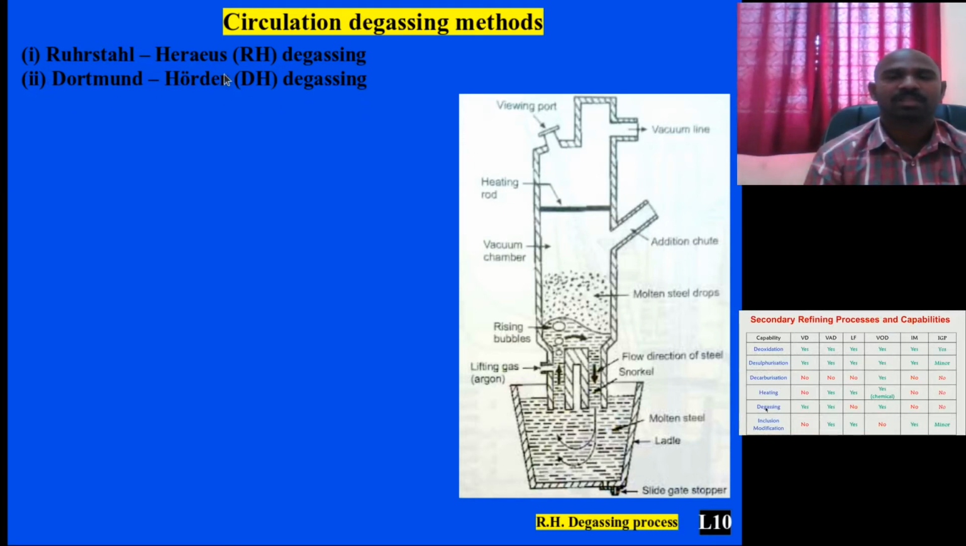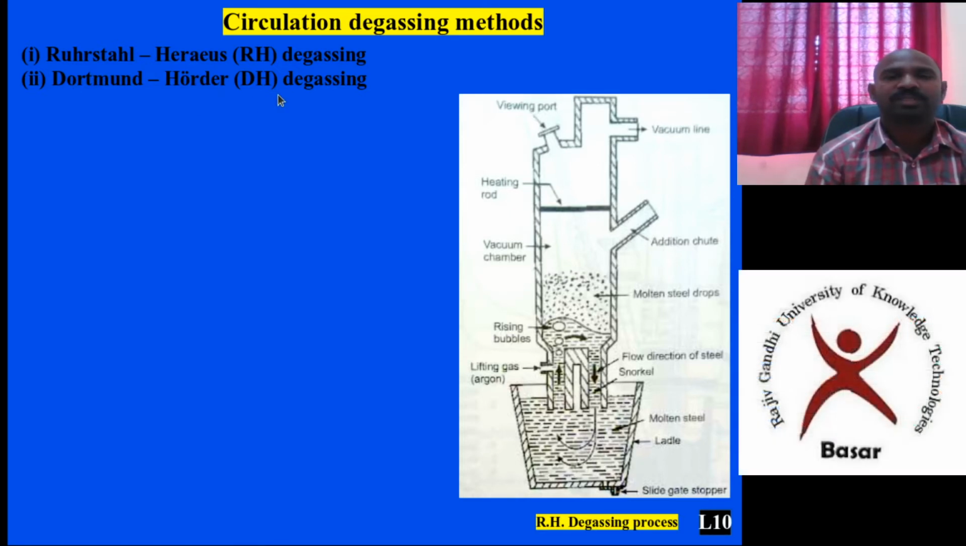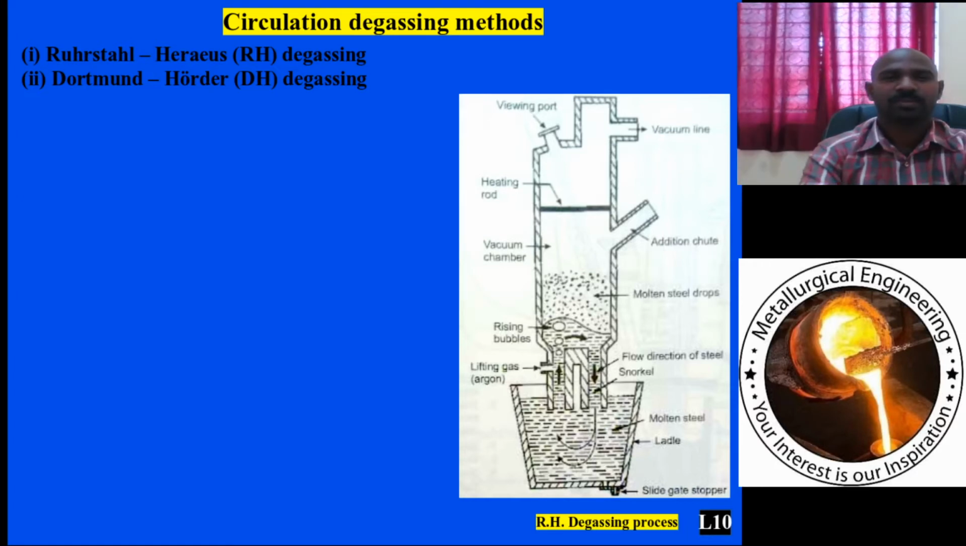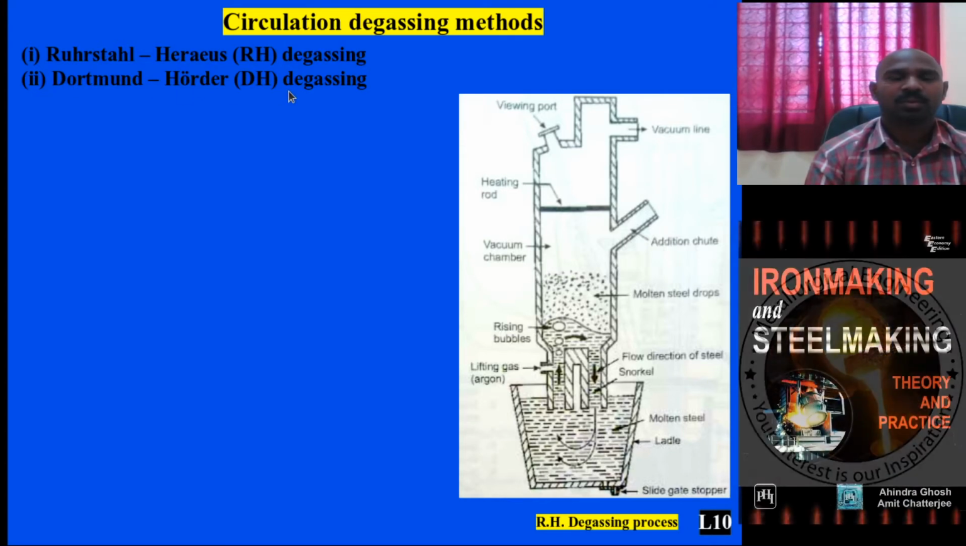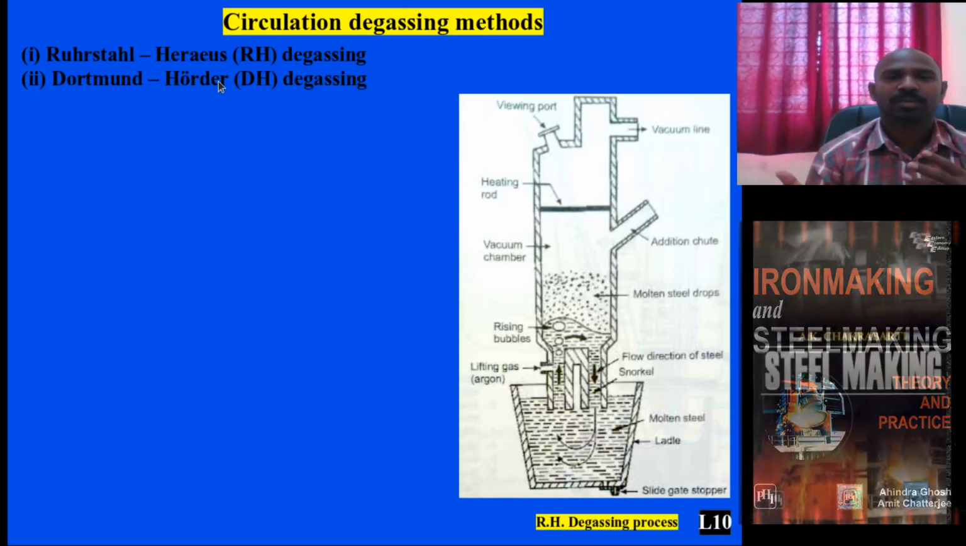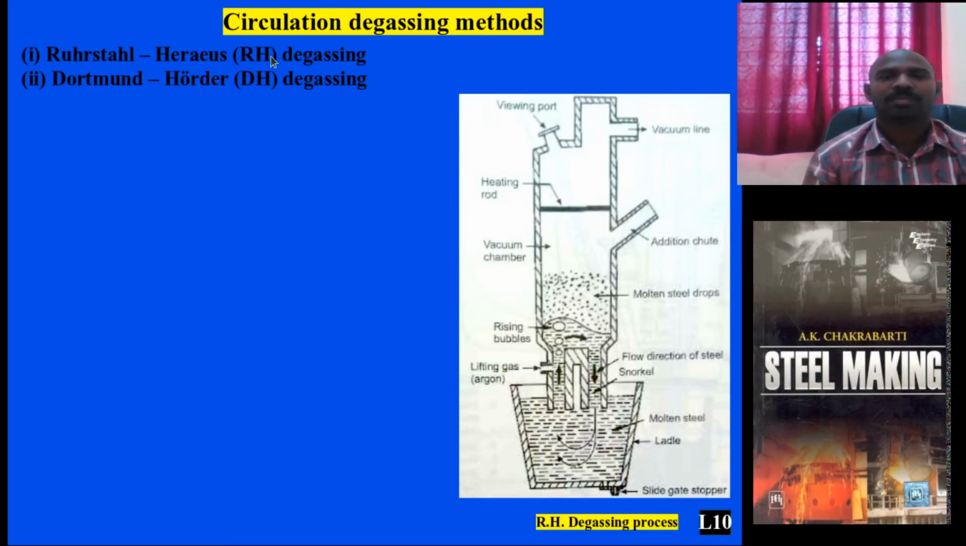This degassing method is mainly used for homogenizing the composition, whatever the composition was in the primary steelmaking, adjusting for alloying additions and temperature adjustment. This DH process is used, but these advantages are also included in the RH process. The DH process is still practiced in many plants.